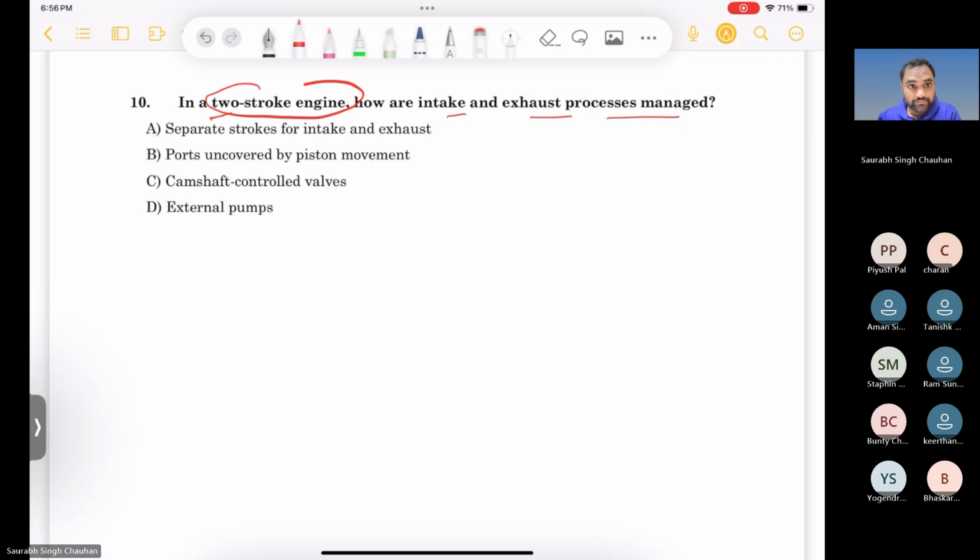Okay, correct. So this is the correct option. Ports are covered and uncovered by the piston to complete all the processes. Here we are talking about the intake and exhaust process. So the port will be uncovered, right? From the exhaust port, burnt gases will come out. From the intake port, the air-fuel mixture comes inside the crankcase.